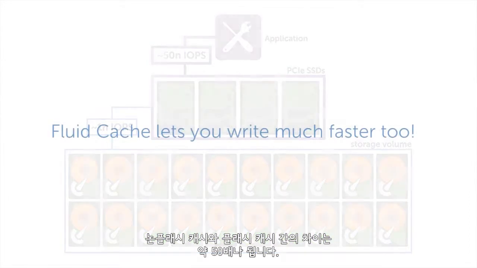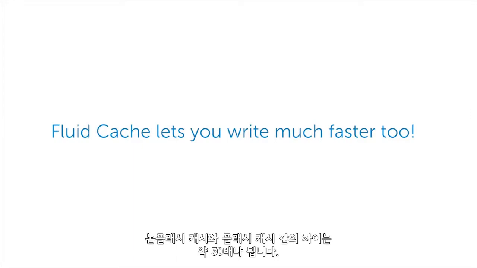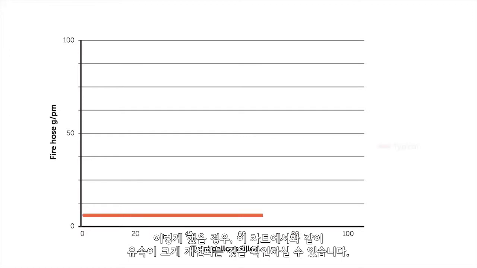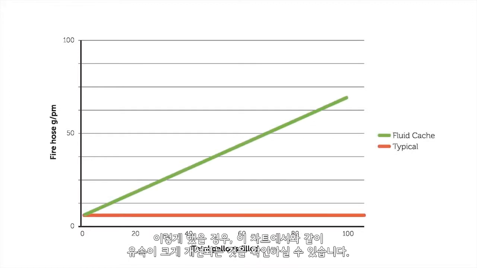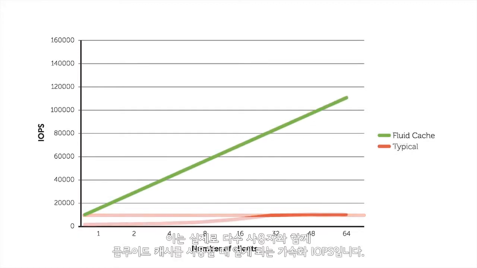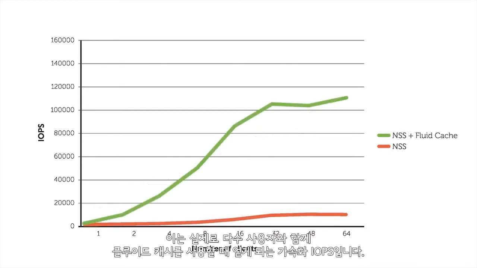The difference between non-flash cache versus flash cache can be as much as 50 times. If you did this, you would see an improvement in flow rate, much like this chart here. This is actually the accelerated IOPS gained when using Fluid Cache with multiple users.